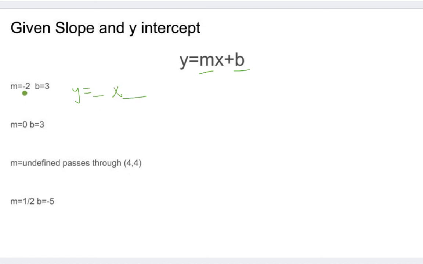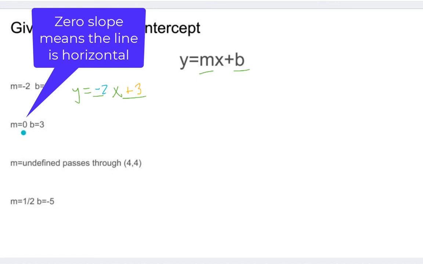So if I already know what m is, -2, in this first space, I'm going to put -2. So y equals -2x something. Then we know that b is +3. Since it's +3, it's going to be a plus sign and a 3. So the equation is y equals -2x plus 3.